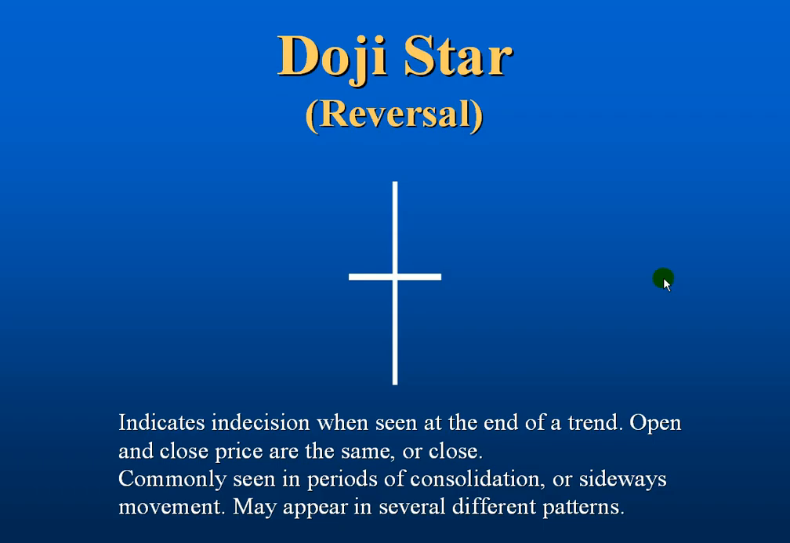A doji star is an indication of a reversal. Here we had price open here, and price made a move higher and was rejected, and moved lower and was rejected, and price closed at the same price that it opened, representing indecision by the markets. These are commonly seen in periods of consolidation or sideways movement, and you'll see many of these, particularly during very quiet times in the market.